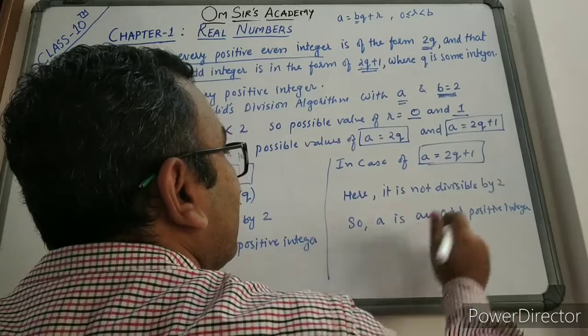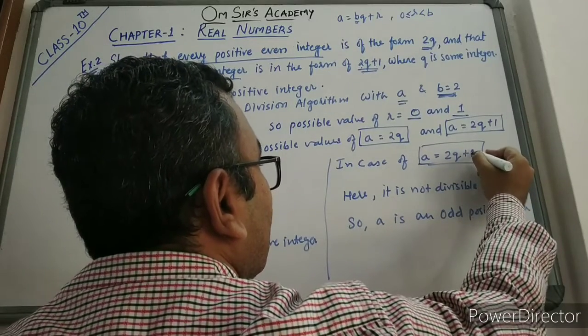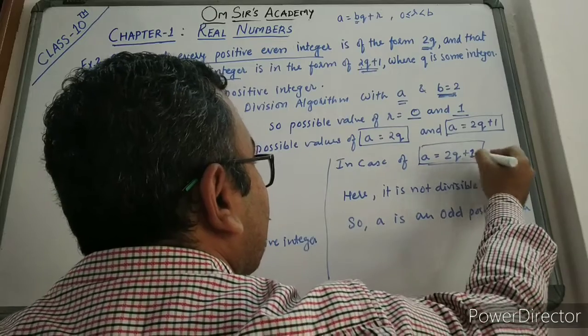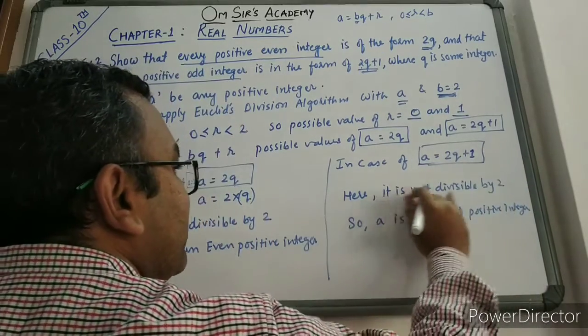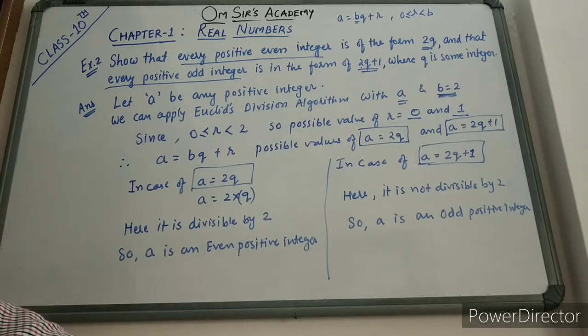But here we cannot take out 2 as a common in this case. Why? दोनों terms में 2 common निकलना चाहिए. But we cannot take out 2 as a common, so it is not divisible by 2, and hence a is an odd positive integer. Is it clear, friends? So hope you have understood this example.